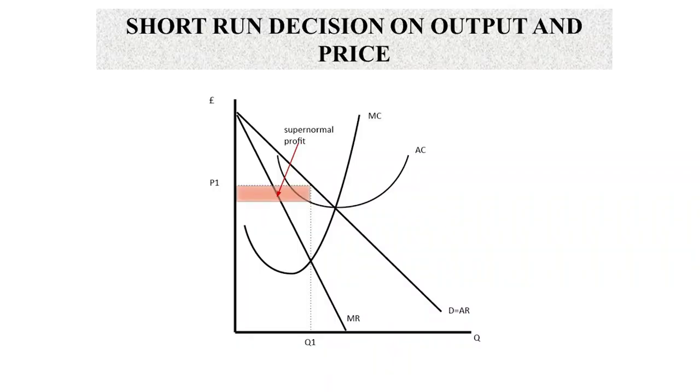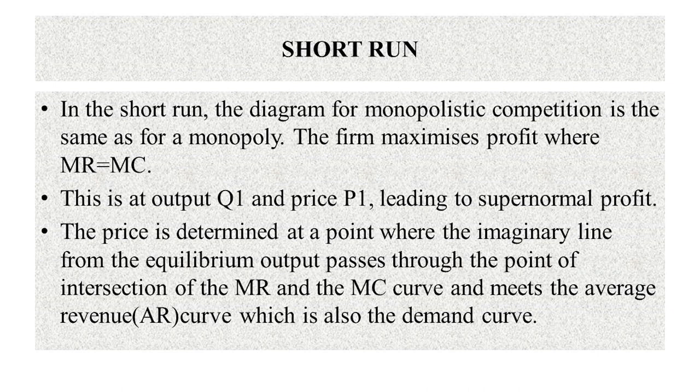Here is the figure of short run decision on output and price. In the short run, the diagram for monopolistic competition is the same as for a monopoly. The firm maximizes profit where, as you can see in the diagram, marginal revenue equals marginal cost. This is at output Q1 and price P1, leading to the condition of supernormal profit, which is shown through a shaded area. The price is determined at the point where the imaginary line from the equilibrium output passes through the point of intersection of the MR and the MC curve, the marginal cost curve, and meets the average revenue, that is the AR curve, which is also the demand curve. It means average revenue equals demand.